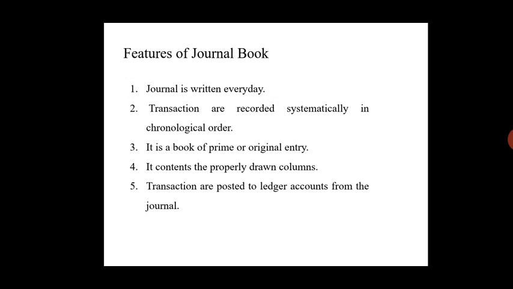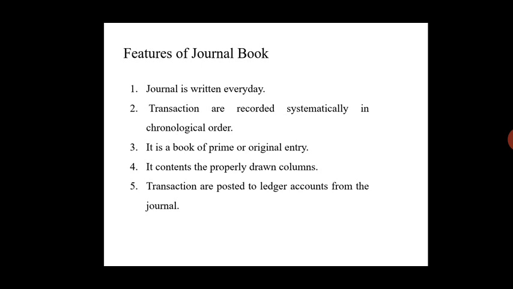In the next slides, features of journal book. There are five features. The first one is that the journal is written every day. It means whatever transactions take place every day are recorded in the journal book. It facilitates easy and quick reference to any transaction, because the transactions are recorded date wise.